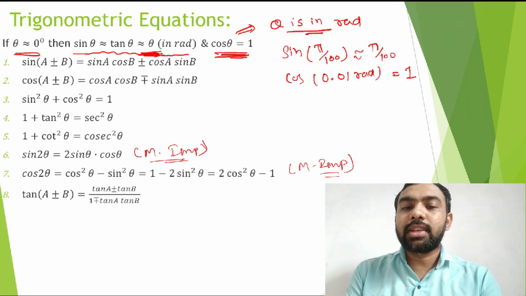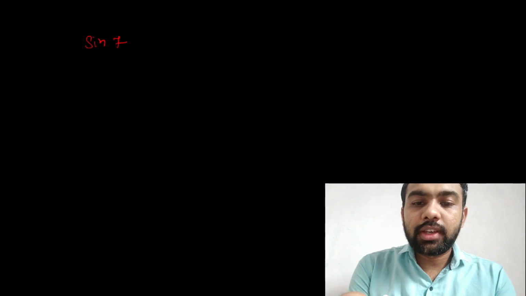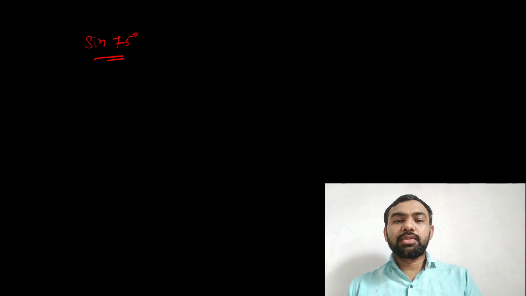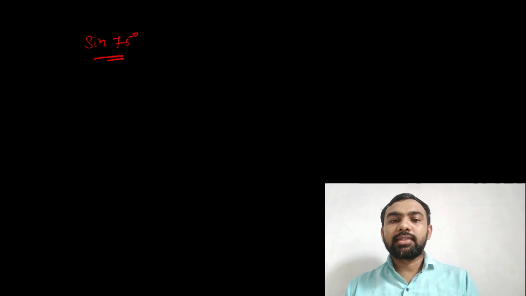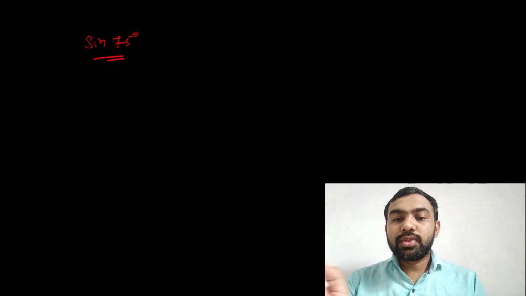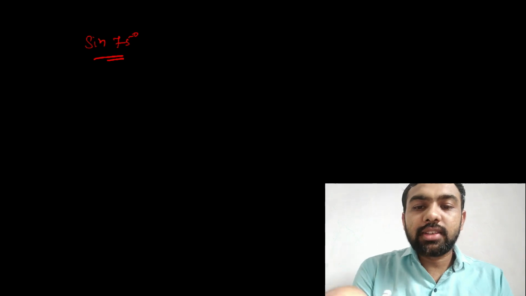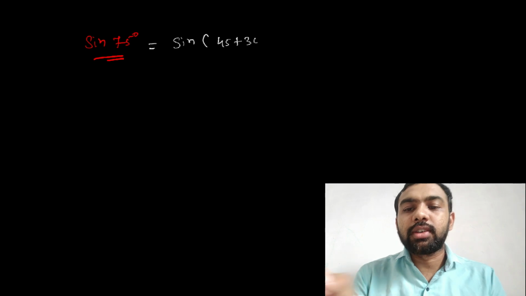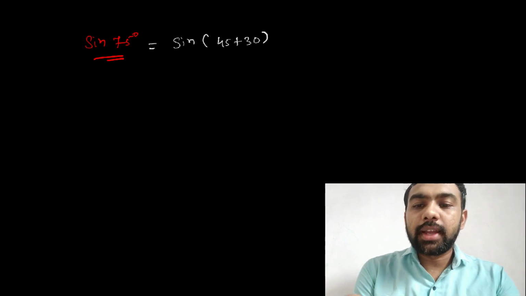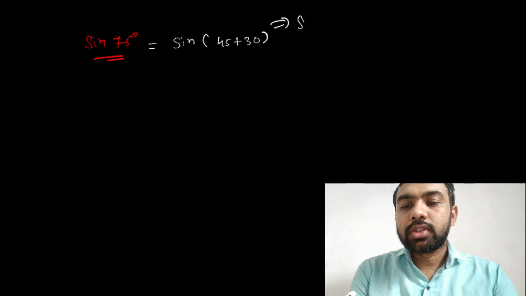Very simple. Suppose this type of example is given to you: sin 75 degree. Sin 75 is not given in our table. So you just convert this value in a proper way. See, can I write sin 75 as sin(45 plus 30)? So here you apply, it is equal to what?